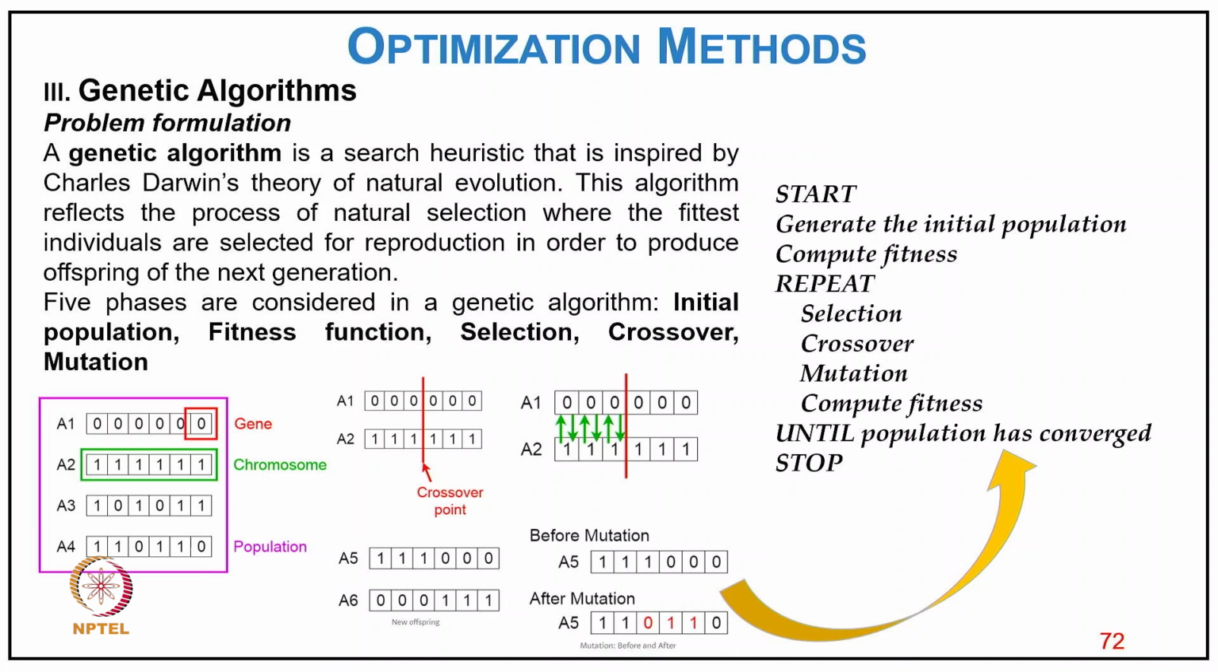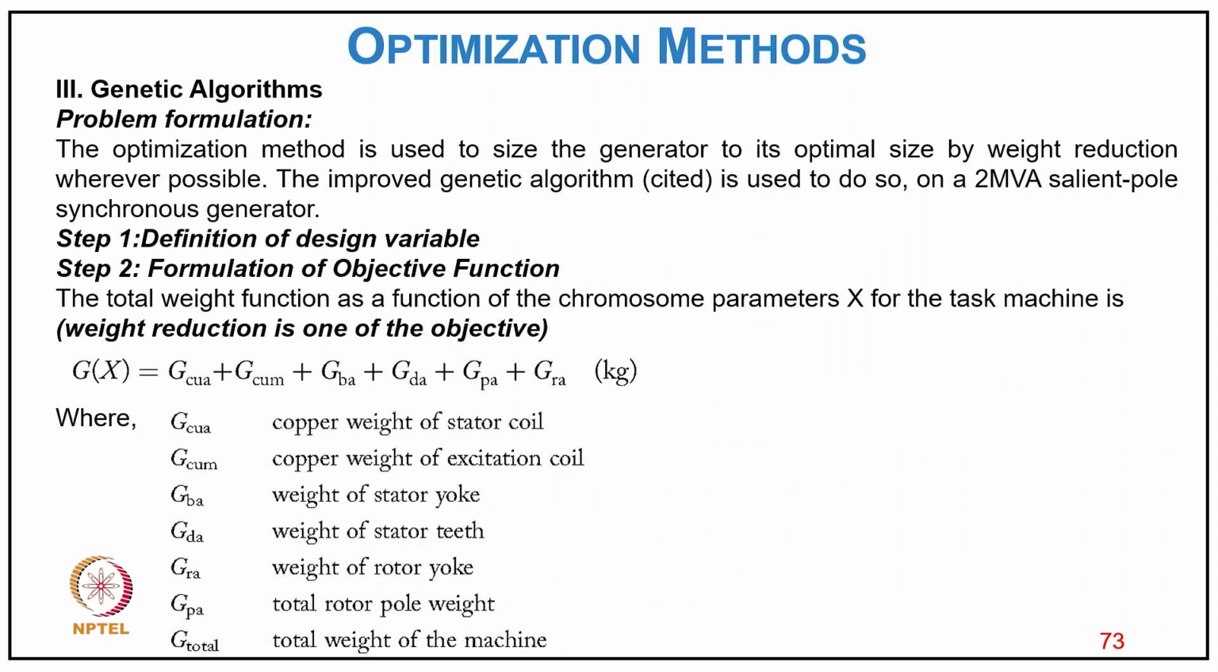You can see the process of how it goes from DNA to chromosome, then population, then crossover and mutation. The process flows as follows: start, generate the initial population, compute the fitness, repeat selection, crossover, mutation, and compute fitness until the population has converged, and then stop.